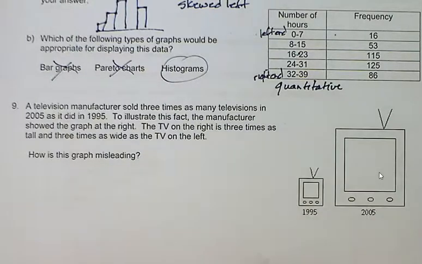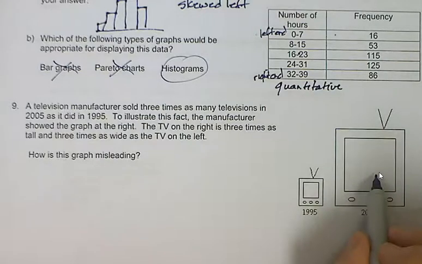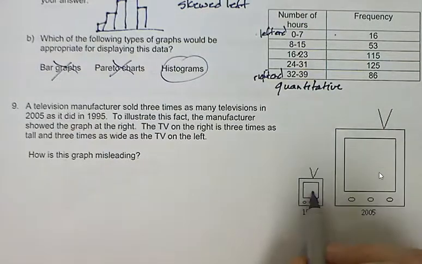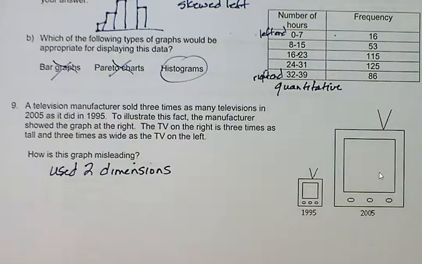So the question is, how is this misleading? It's misleading because they used two dimensions to represent this, so it really exaggerates how much bigger this is than this one. If they wanted to create a display that was not misleading, they could have just done a bar graph.